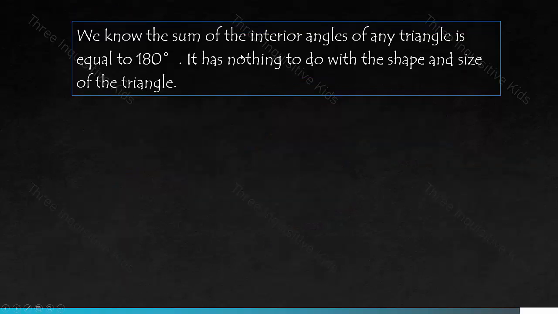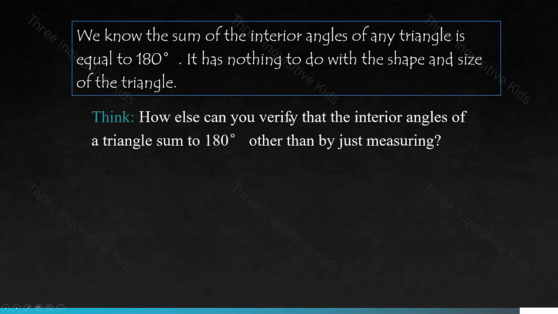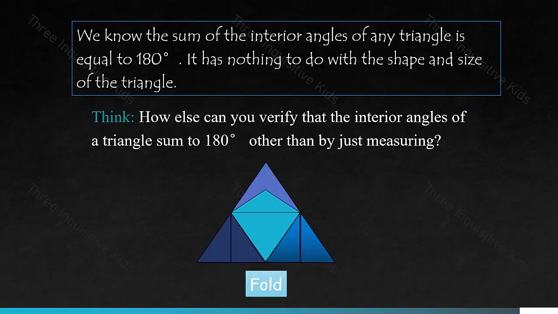We already know that the sum of the interior angles of any triangle is equal to 180 degrees, and it has nothing to do with the shape and size of the triangle. How else can you verify that the interior angles of a triangle have a sum of 180 degrees other than by just measuring? Here, this animation shows that we can fold the 3 corners of this triangle together to form a straight angle, and we already know that a straight angle is always 180 degrees.